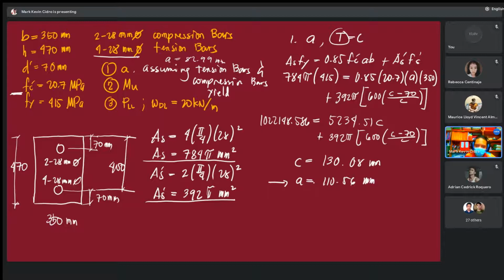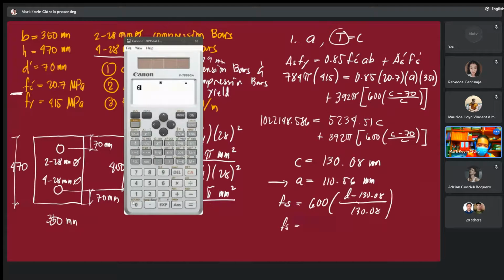We solve the value of the reduction factor. Okay, we solve the value of the reduction factor. So how do we do that? Wait, let me check first whether it really yielded. Let's try to check the value of your Fs first. This is 600 multiplied by d minus c, 130.08 over 130.08.